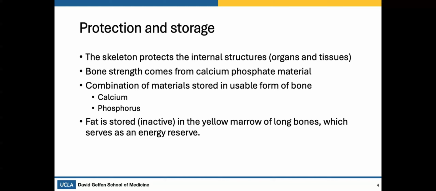As far as storage is concerned, bones act as reservoirs for essential minerals and nutrients, like calcium and phosphorus, which are crucial for various bodily functions. Calcium is stored in bones, which is released into the bloodstream as needed to maintain physiologic balance. Fat is stored in the yellow marrow of the long bones, which serves as an energy reserve.